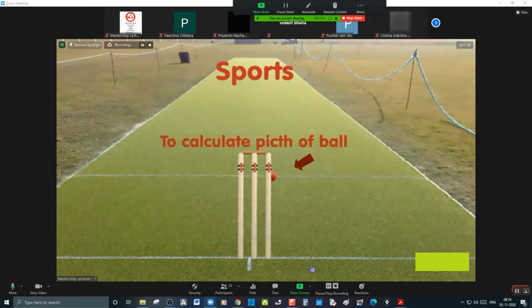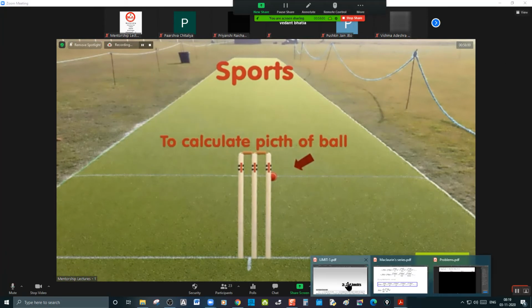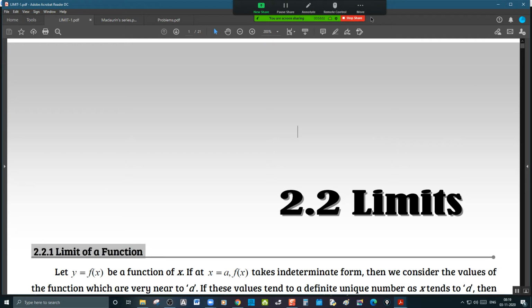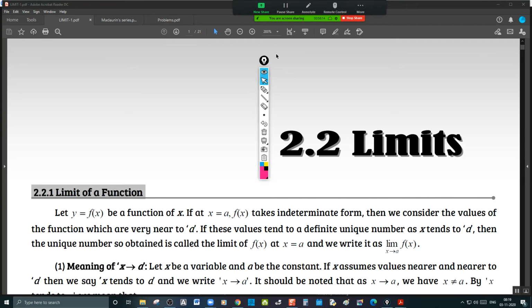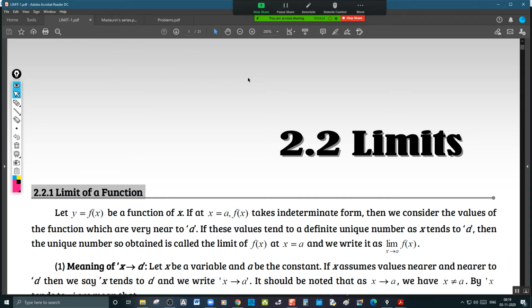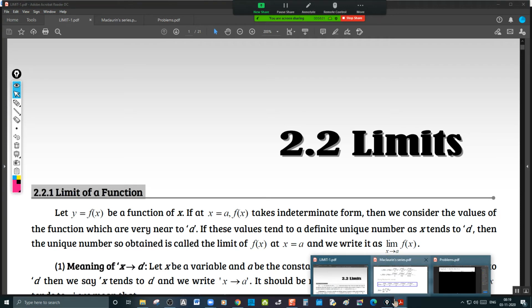So, if you see the limits, basically what you have to understand is the existence of the limit. Limit exists only when its left-hand limit and right-hand limit are equal. I'm not going into more details of it. I'm just giving you a random revision of what we have learned.